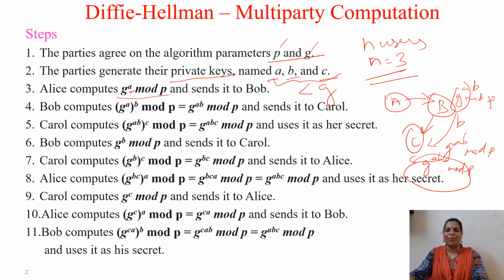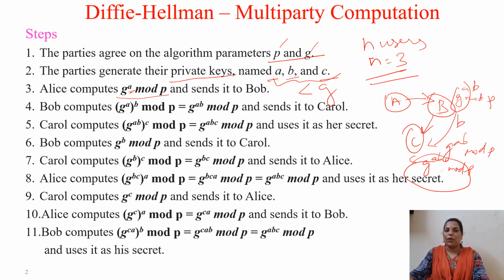But how are they computing? That is the step involved in this Diffie-Hellman multi-party computation. So now Carol has G power ABC mod P. Carol can use this value as the secret session key. So now one cycle is over: Alice sent to Bob, Bob sent to Carol, and finally Carol computed the shared secret key.